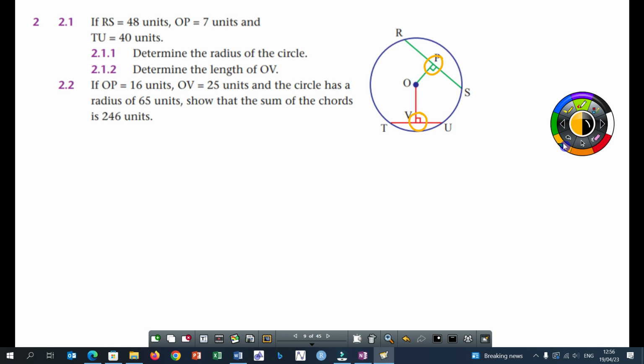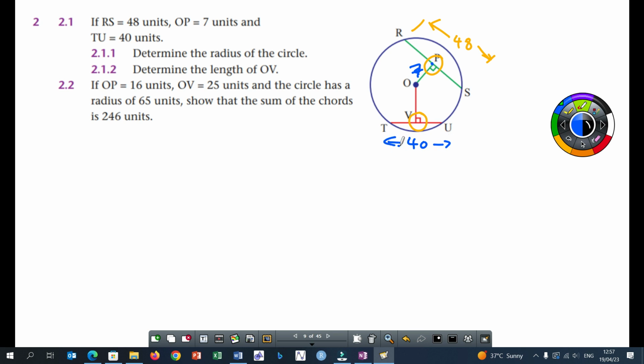So here, if you read the question, RS is 48. So the distance from there all the way up to there, that's 48. Then OP is equal to 7. So let me use blue here. So that distance there is 7. You might not be able to see properly because the distance is too short. Then TU is equal to 40. So that's 40 there.